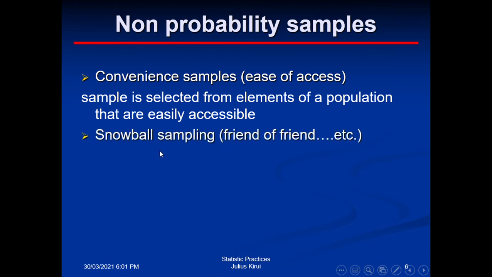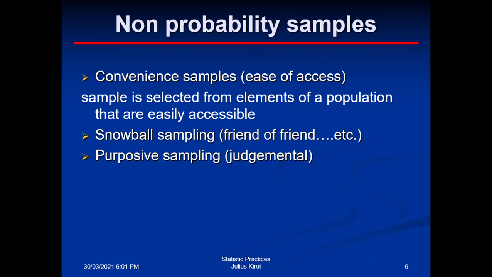Number two, snowball sampling. Friend of friend sampling. Snowball sampling is a type of sampling whereby you just choose maybe your friend or your relative or your neighbor to do the sampling. That is why it is called friend of friend sampling.